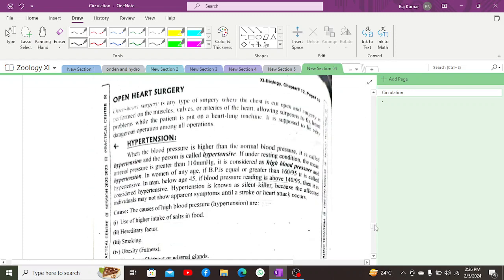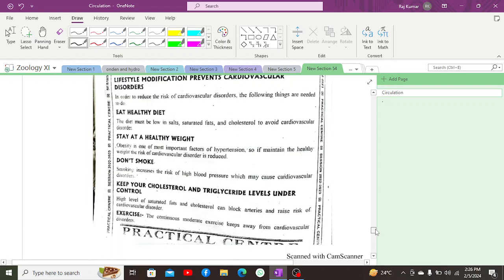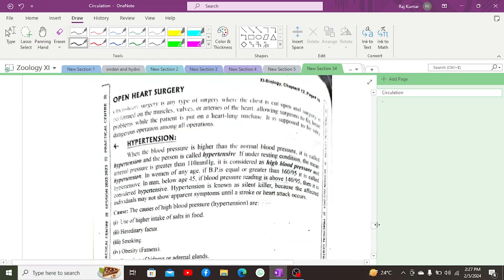Moreover, when it comes to open heart surgery, here is a type of surgery where the chest is cut down, and surgery is performed on the muscles, walls, or arteries of the heart, allowing surgeons to fix heart problems while the patient is put on a heart lung machine. It is supposed to be a very dangerous operation and a very serious as well.